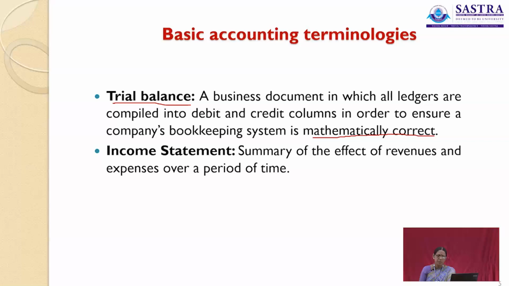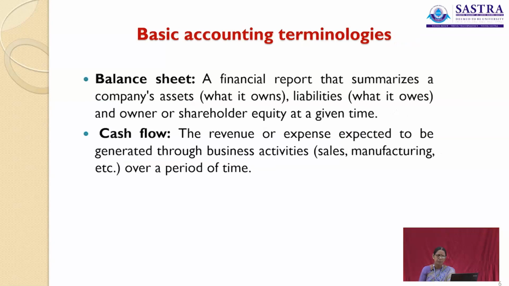Next is income statement. This income statement is said to be the summary of all your revenues and expenses over a period of time, and this income statement reveals the profit or loss. Next comes the balance sheet. Balance sheet is said to be the financial report that shows the company's assets and liabilities.